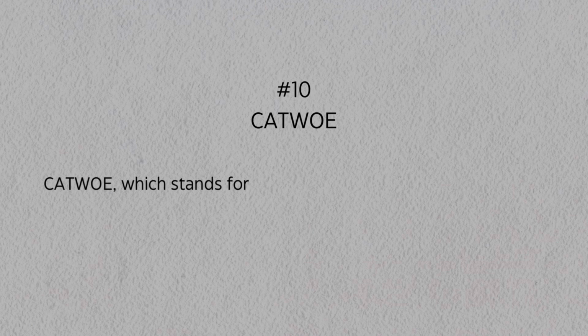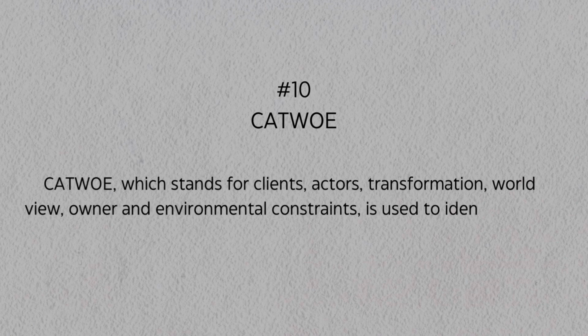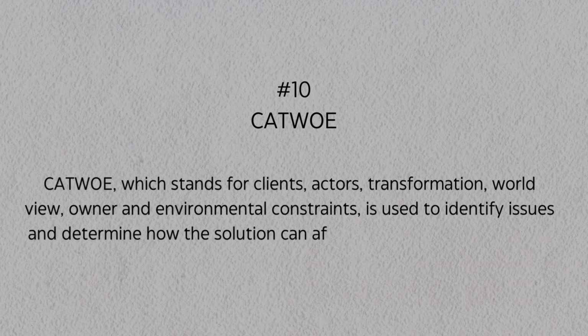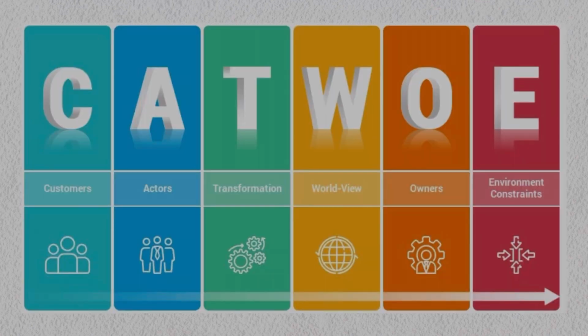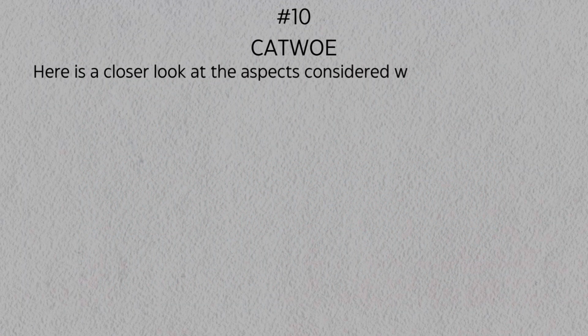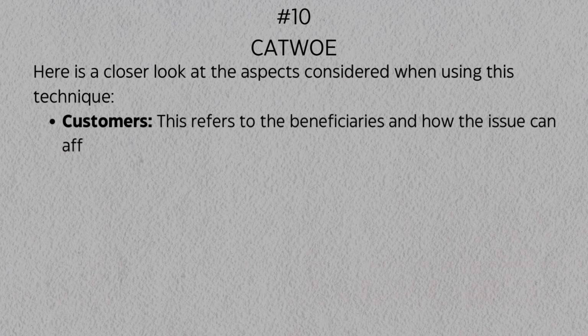Number 10, I've saved the least known technique for the last. It's called CATWOE, which stands for clients, actors, transformation, worldview, owner and environmental constraints. It is used to identify issues and determine how a solution can affect the organization and different associated parties. It provides a comprehensive understanding of different perspectives in one page. So let's take a closer look.